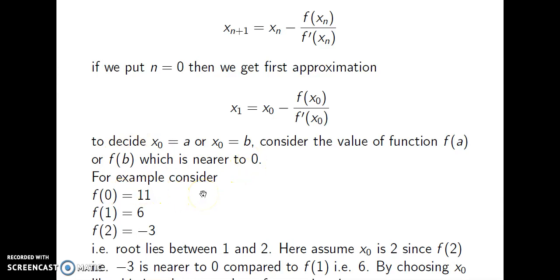For example, for a polynomial we consider f of 0 equals 11, f of 1 is 6 and f of 2 is minus 3. That is, f of 1 is positive, f of 2 is negative, so the root lies between 1 and 2. Here we assume x0 is 2, since f of 2 is minus 3, which is nearer to 0 compared to f of 1, that is 6. By choosing x0 like this, it reduces the number of approximations.